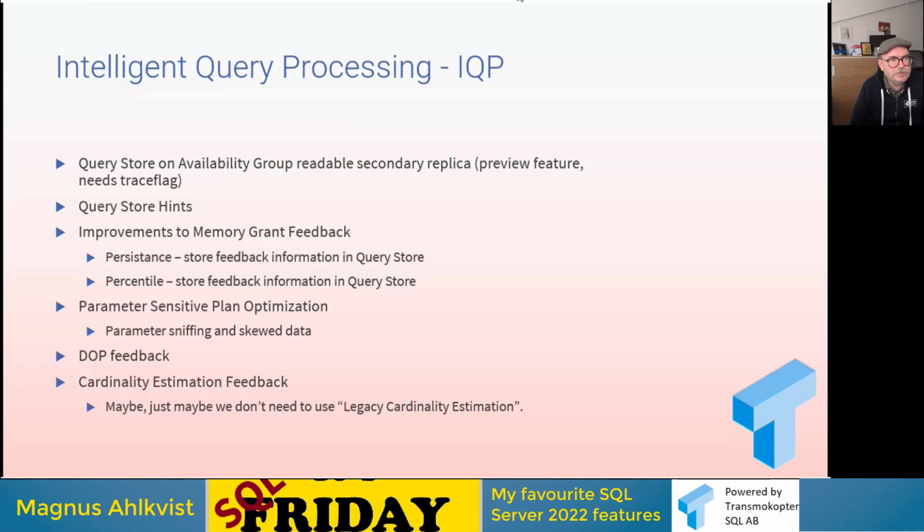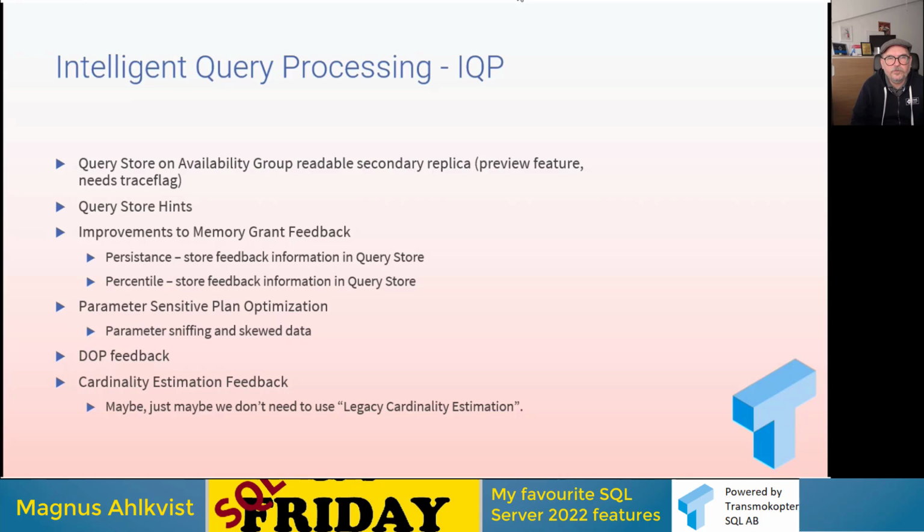The first thing is the ability to have a query store on its own on a readable secondary replica in an availability group. So if you have an availability group with a readable secondary where you do your backups, for example, but you also put your reporting workload onto that secondary, or you could have a super fancy system where you have two connection strings, one for writing and one for reading.